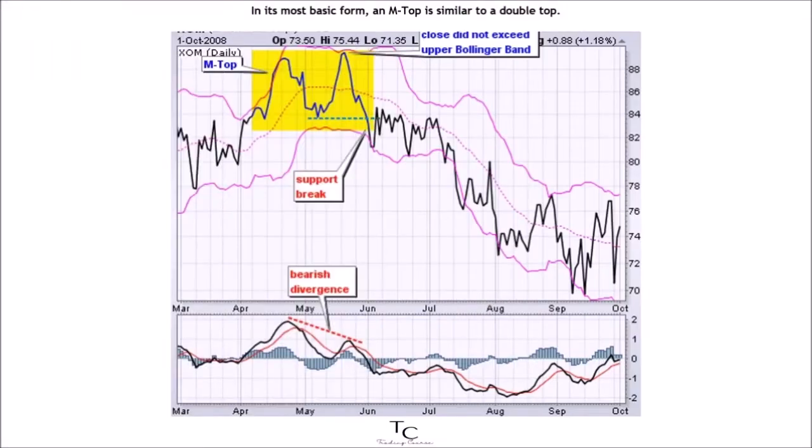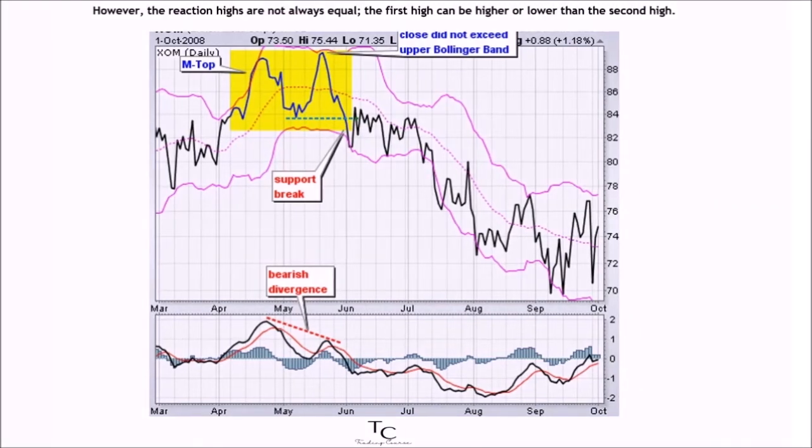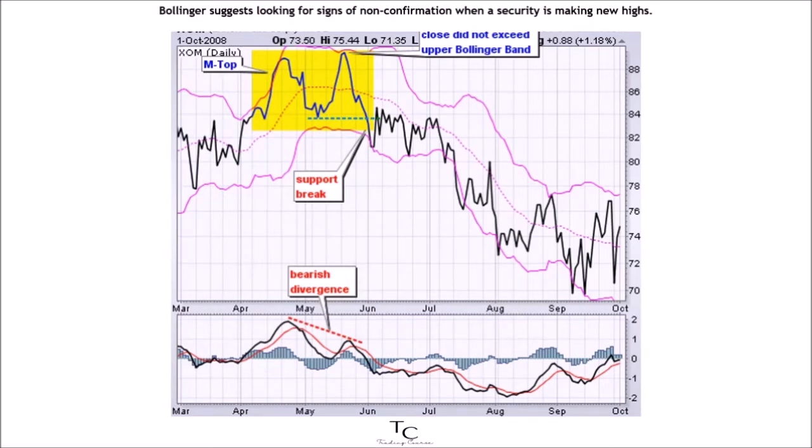In its most basic form, an M-top is similar to a double top. However, the reaction highs are not always equal. The first high can be higher or lower than the second high. Bollinger suggests looking for signs of non-confirmation when a security is making new highs. A non-confirmation occurs with 3 steps.